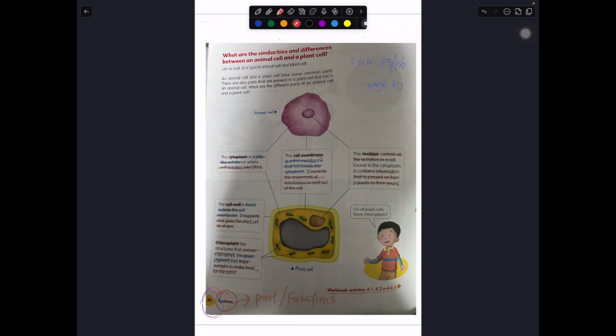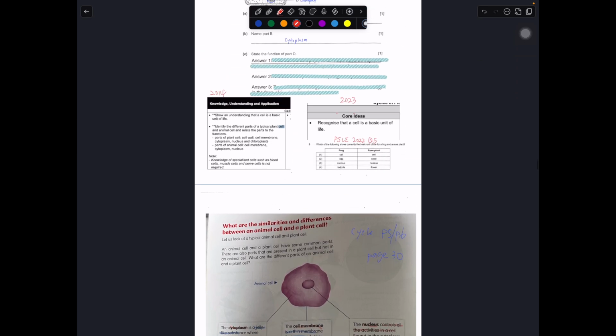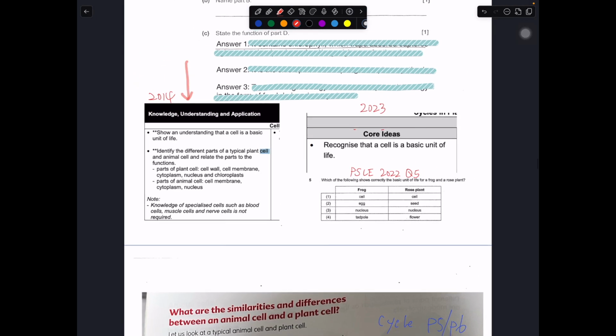So I'll leave this here so you can take a good look at page 30, and I'm just going to give a little bit more elaboration on this. So this is what is happening for the 2024 syllabus. Right now, the current batch that is taking PSLE 2025, you are still required to know the different parts and the functions of a plant cell and animal cell. So that means you need to know at least these 5 things. And these 5 things will still come out in this year's exam. Starting from students taking PSLE from 2026 onwards, you just need to know that the cell is a basic unit of life. You do not need to know the parts and the functions, because it's no longer tested.